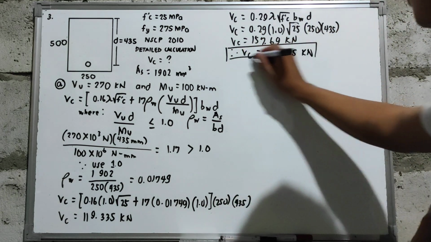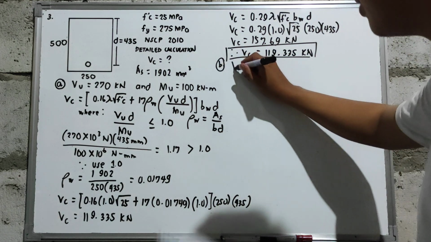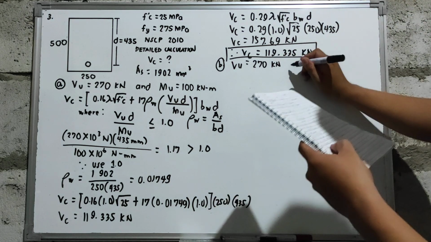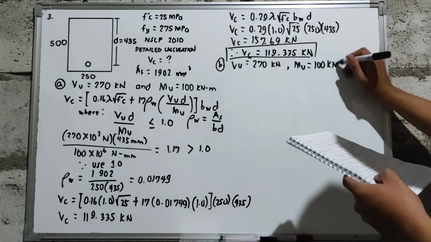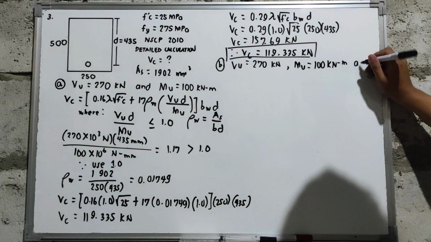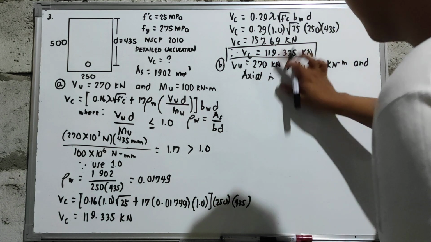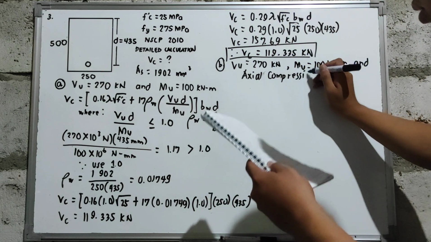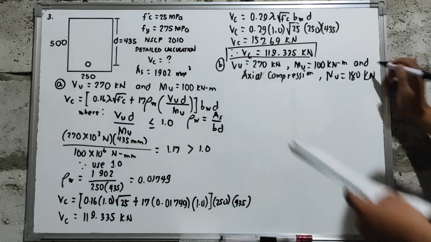So this will now become your answer. Next naman is, what if your VU is equal to 270 kilonewton, you have a value of your MU having the same magnitude of 100 kilonewton meter, and dagdagan natin yan ng axial compression. So the value of your axial compression is equal to NU, which is equal to 180 kilonewton.